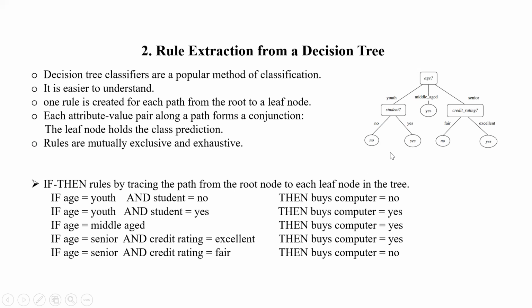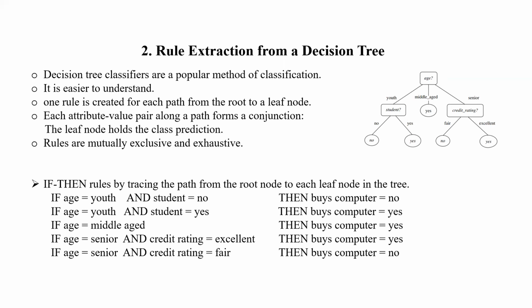Next, exhaustive means there is one rule for each possible attribute-value combination, so that this set of rules does not require a default rule. They are unordered. Here we will see one example. We write if-then rules by tracing the path from the root node to each leaf node in the tree. As commonly done in a decision tree, we will trace from the root node to the leaf node.